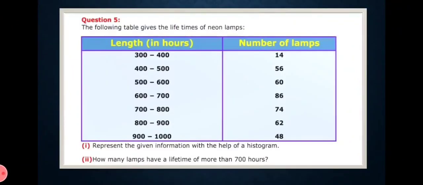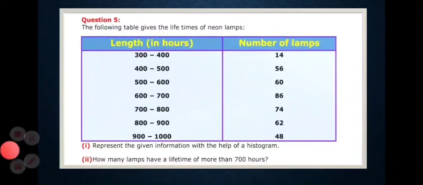Next, question number 5. The following table gives the lifetimes of neon lamps. Again, now it is grouped data. You can see that the class intervals are given which are already continuous. So here you don't have to prepare another new table. Whatever table is given, we will use the same table for representation of the graph, because the classes are already continuous. Here again we have to represent the histogram and answer the question: how many lamps have a lifetime of more than 700 hours?